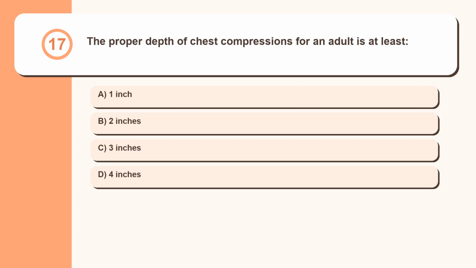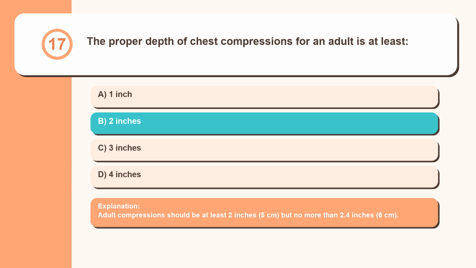Question 17. The proper depth of chest compressions for an adult is at least 1 inch, 2 inches, 3 inches, or 4 inches. Adult compressions should be at least 2 inches, 5 centimeters, but no more than 2.4 inches, 6 centimeters.